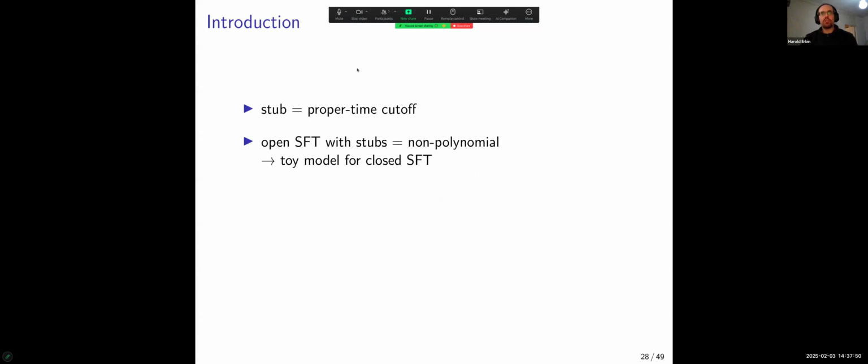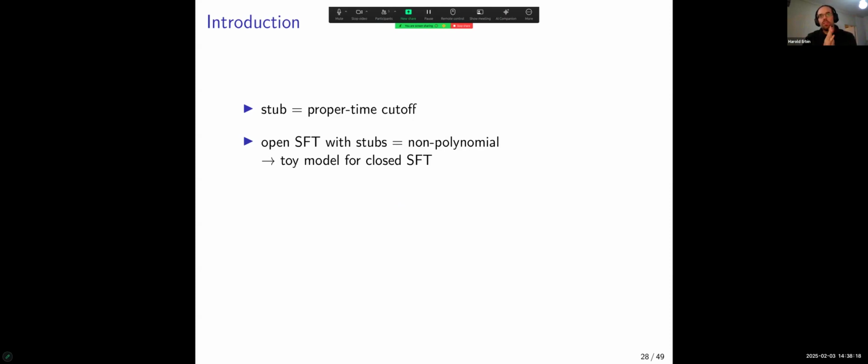So what is a stub? The stub is a proper time cutoff. You can imagine that if you work with a Schwinger parametrization, you just cut off the short proper time propagation from where you get all the UV divergences. Another way to see this is that you're reshuffling what you call propagator and what you call interaction, as I will show just after.